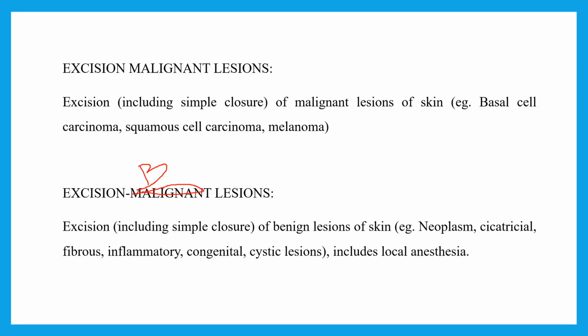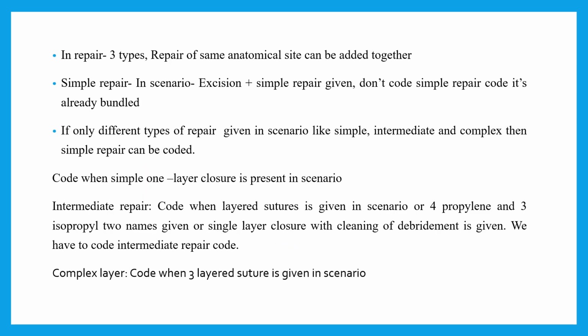Okay, so excision of benign lesions. The names are neoplasm, cicatricial, fibrous, inflammatory, congenital, and cystic lesions. They are indicating benign. Just mark this. If you have words like this, that is called malignant lesions. If you have words like neoplasm and cystic lesions, that is a benign lesion.